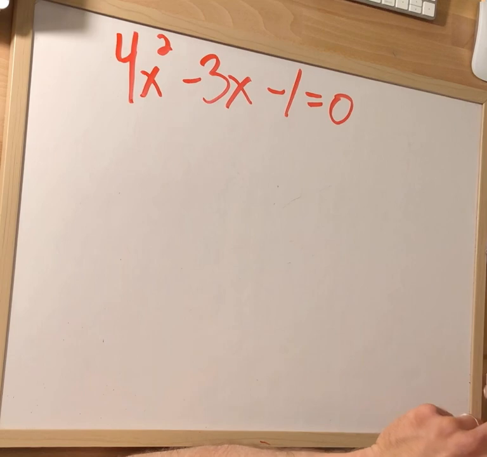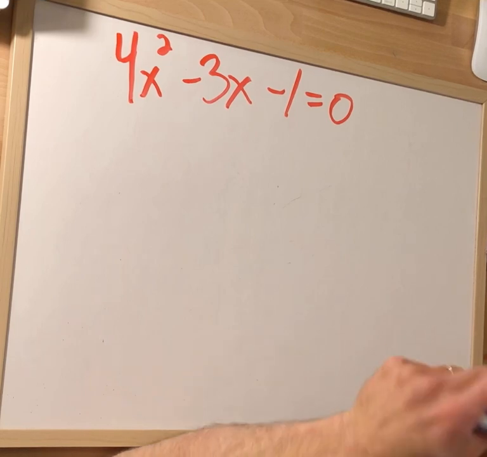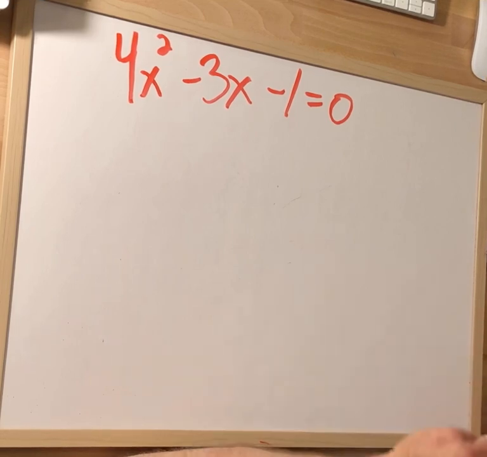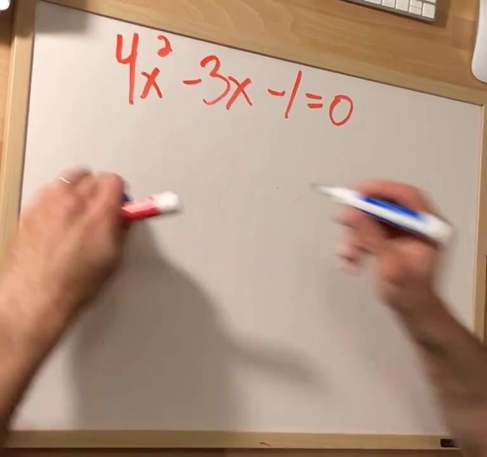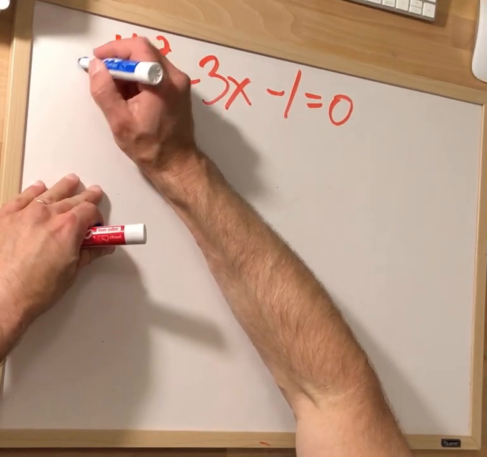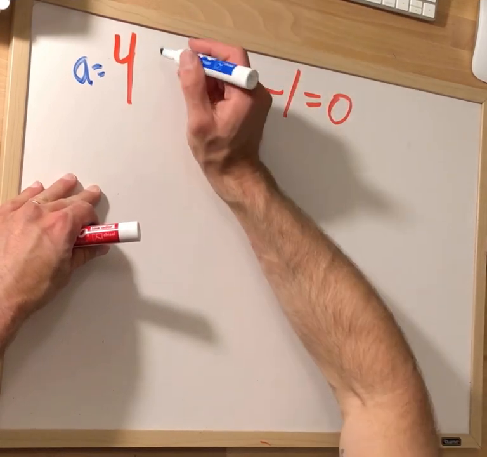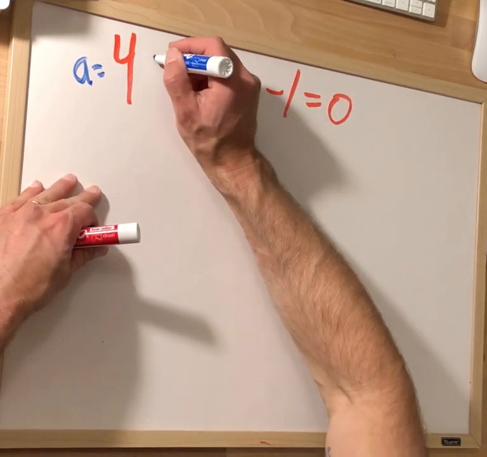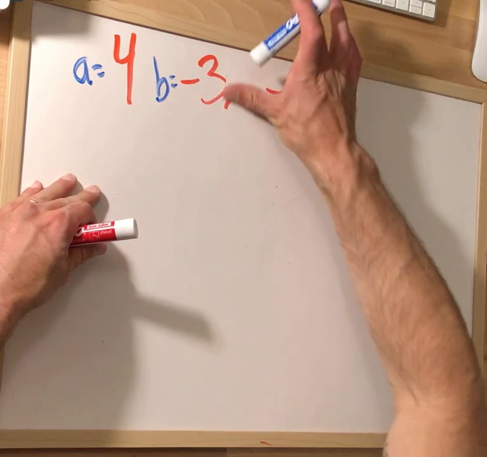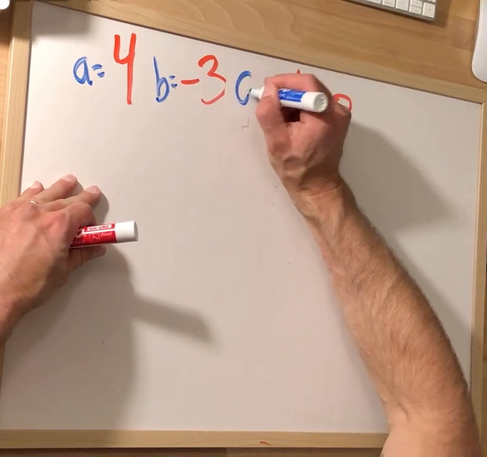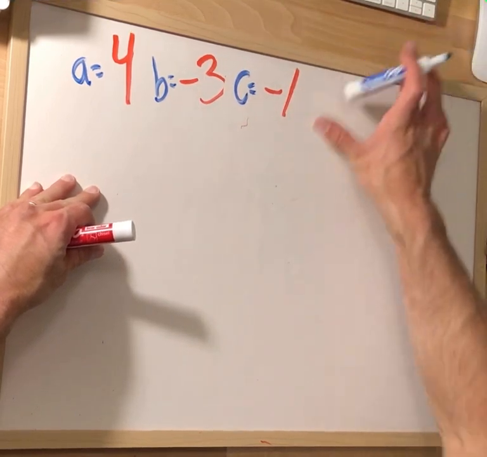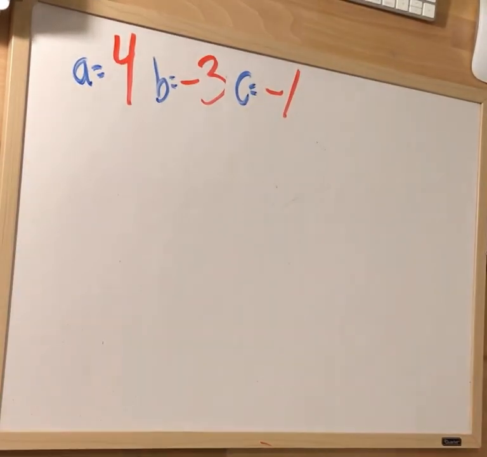Now before you get going, notice in the green in the notes, I say identify your a. There's my a. Identify your b. This number in front of your x is your b. And this is my c. I'm going to plug everything back in a little bit, but I identified my a, my b, and my c.